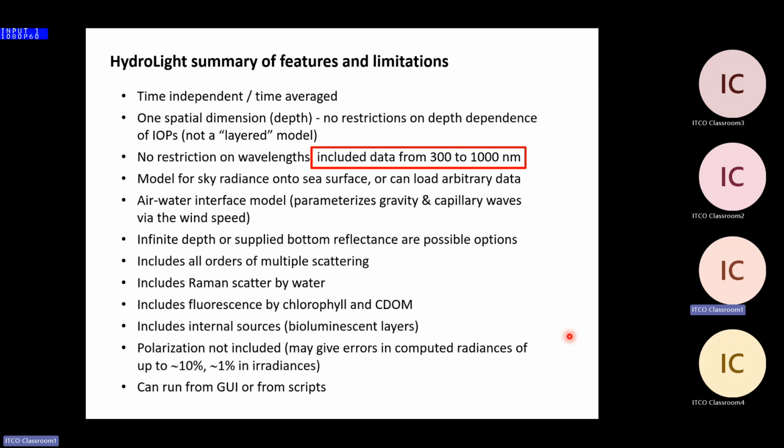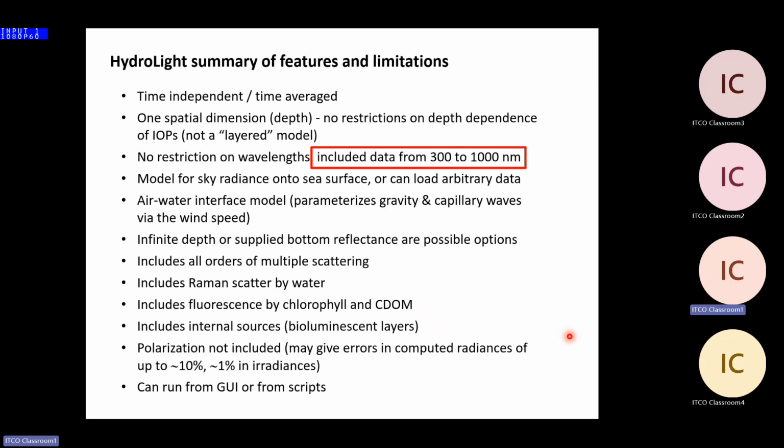It's not an inherent limitation of the model, though. If you wanted to model down to 200 nanometers, the problem is simply that you have to provide the data yourself. That would be, at a bare minimum, the absorption and scattering of pure water down to 200 nanometers, because the data in Hydrolite only goes down to 300 nanometers. Anything else you wanted, you would have to provide yourself. But if you provide that data, it will run no problem. It's not an inherent limitation of the model.